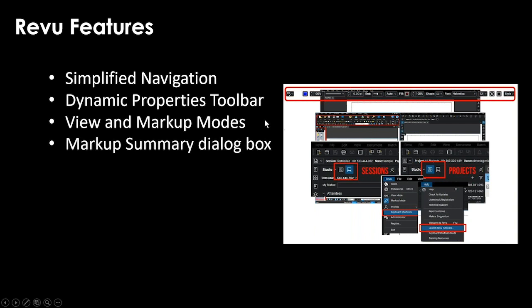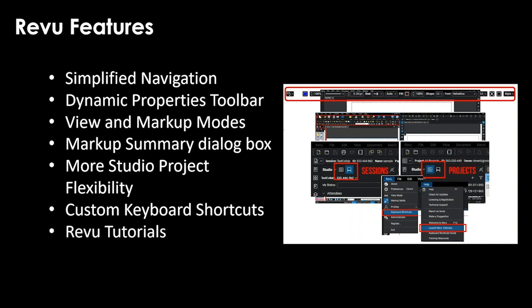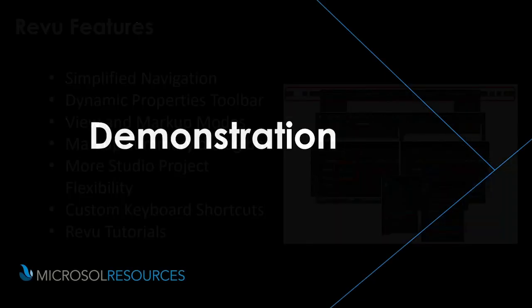You have the markup summary dialog box at the bottom of the screen. There's more flexibility now in Studio projects. You can now open files across multiple projects. In earlier releases, you could only open one project at a time. There are also custom keyboard shortcuts, so if you don't like the shortcuts that are provided with the software, you can adjust those. And online tutorials. Tutorials come with the software as well as being able to access additional ones online.